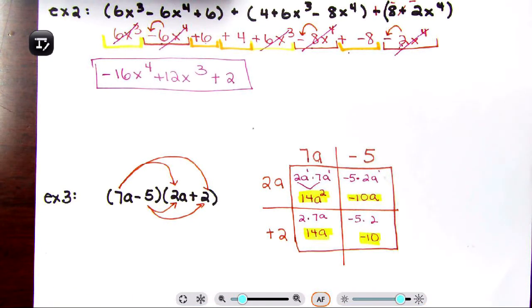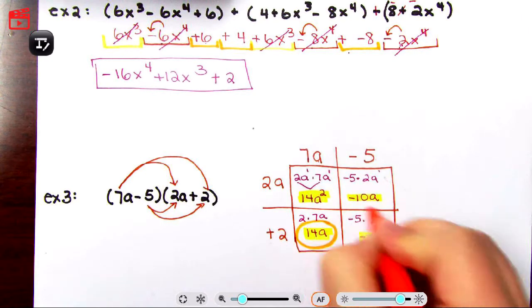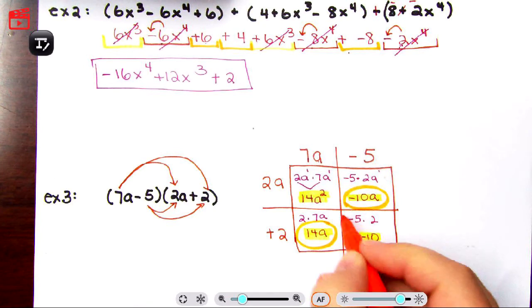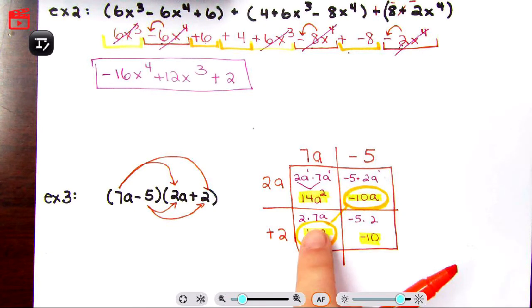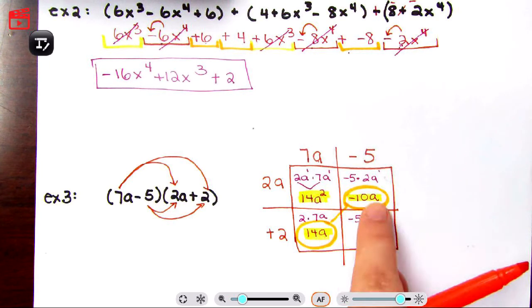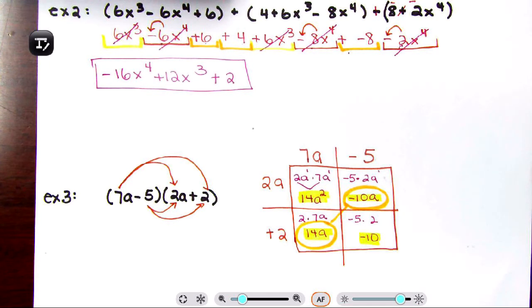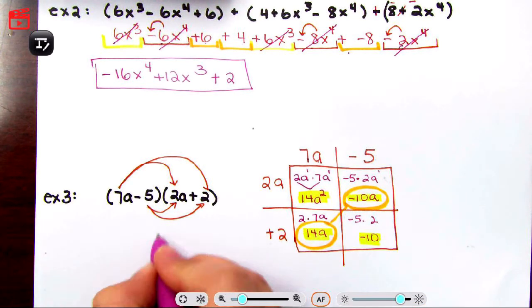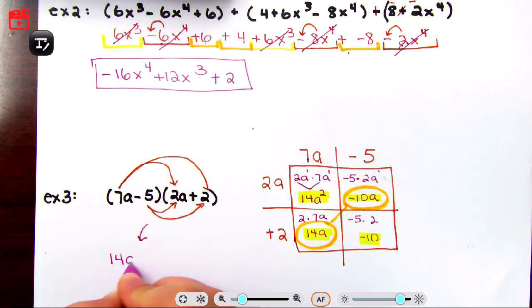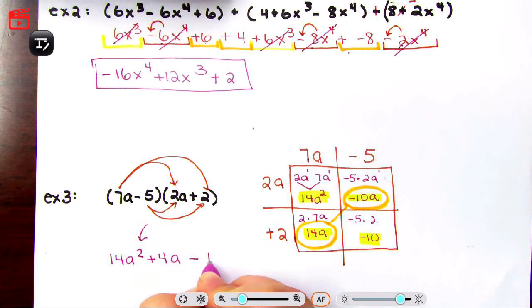Now, at this step, you need to combine like terms. I know that 14a and minus 10a are like terms because both of them have one singular a, and the exponents on these a's are the same. So we're going to combine that. 14 minus 10 is 4. So my answer for this one is 14a squared plus 4a minus 10.